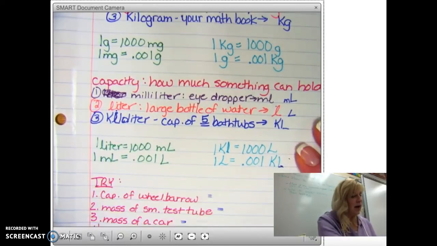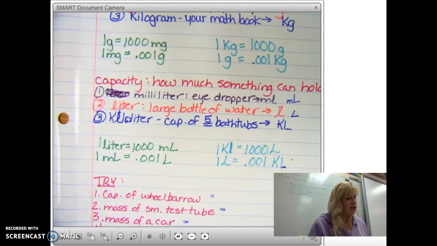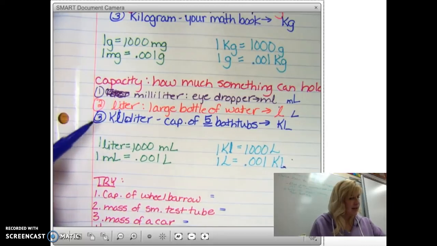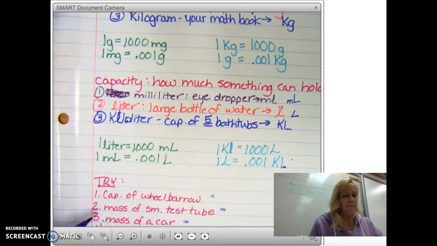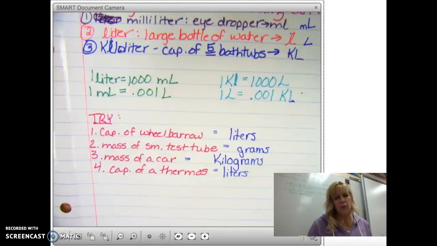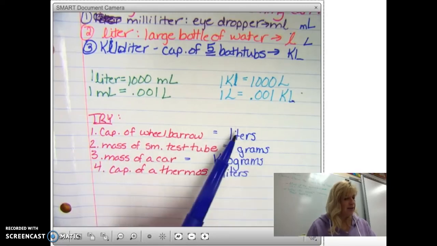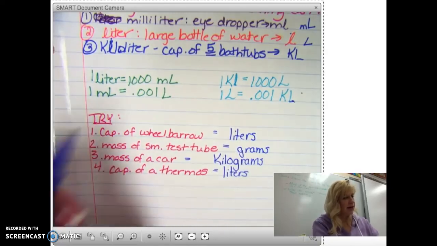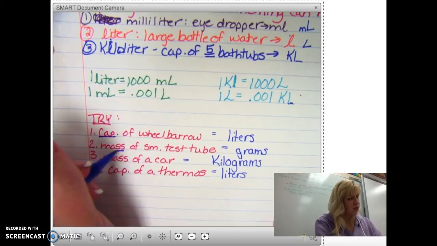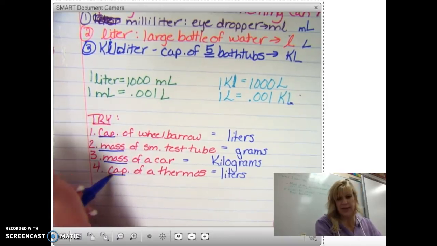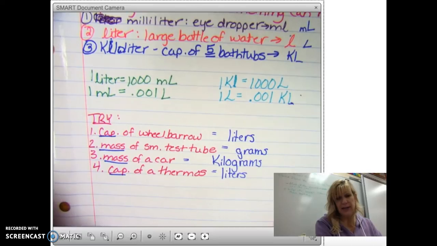I want you to try 1, 2, 3, and 4. How would you measure the capacity of a wheelbarrow, the mass of a small test tube, the mass of a car, and the capacity of a thermos? So take a quick look at the ones you tried. Are you getting these correct? Please make sure you look at what they are looking for. Is it mass or is it capacity?